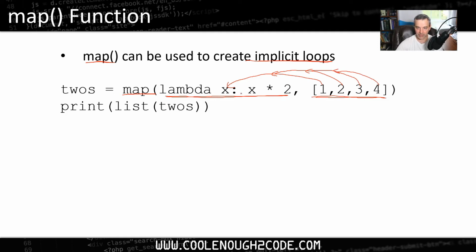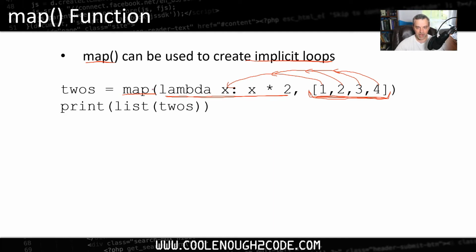So this is basically implying that I want to call this lambda function right here with all of the values in my list down here. And then it's going to store the results of that. Remember that lambdas have an output. It's going to store the results in what we call a map object, which is essentially just another kind of list.